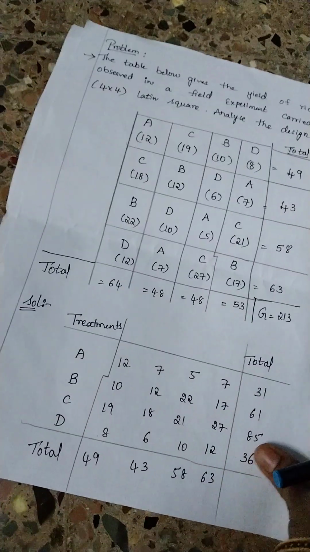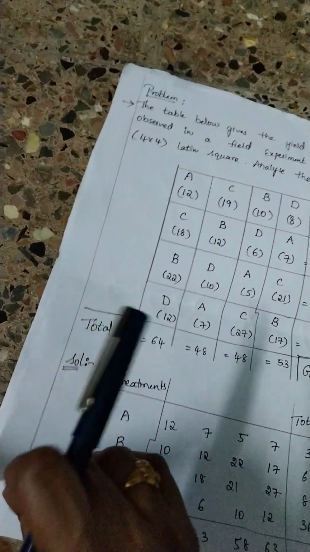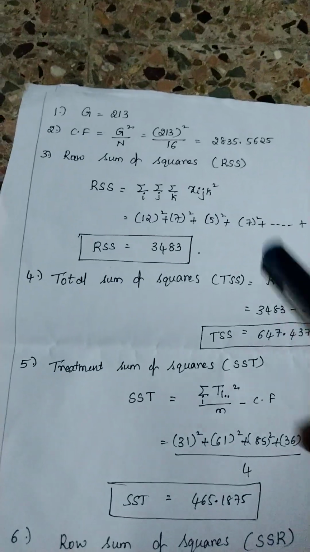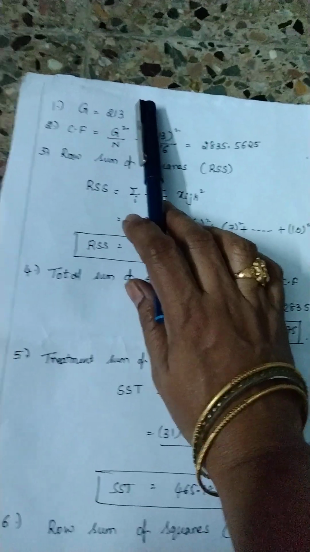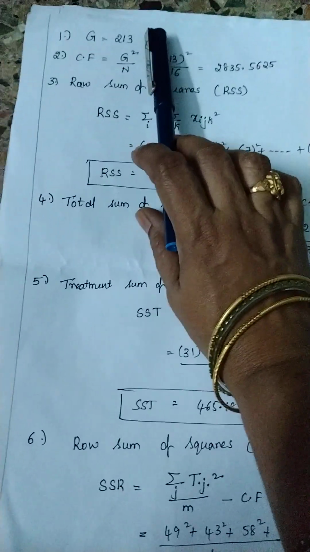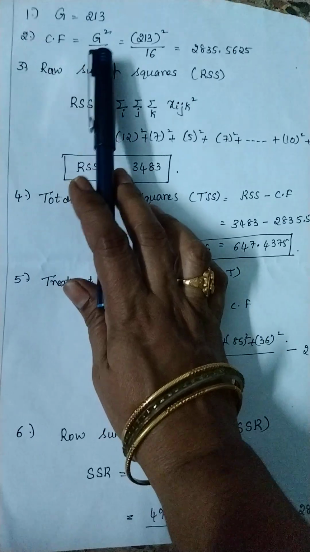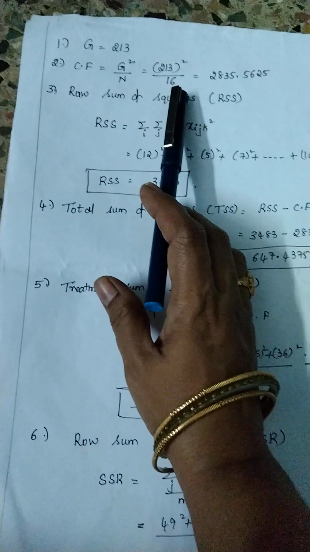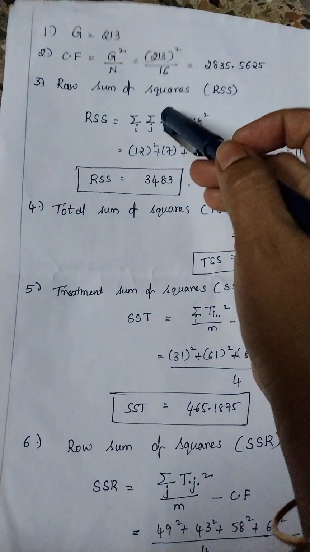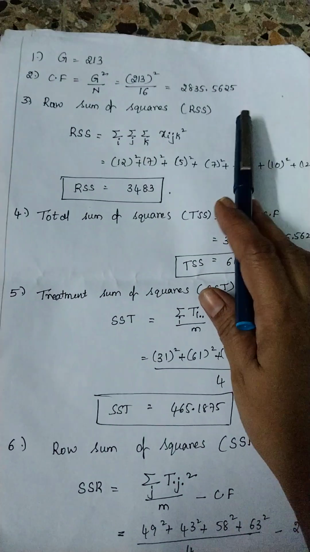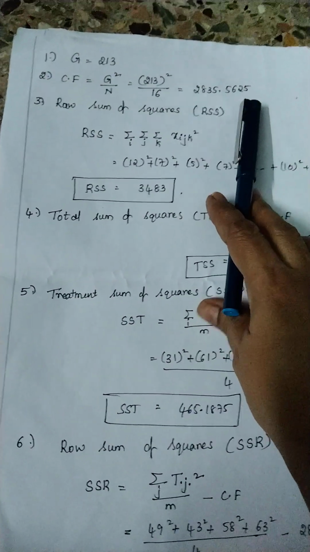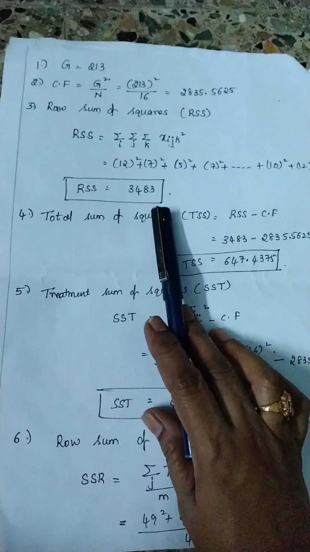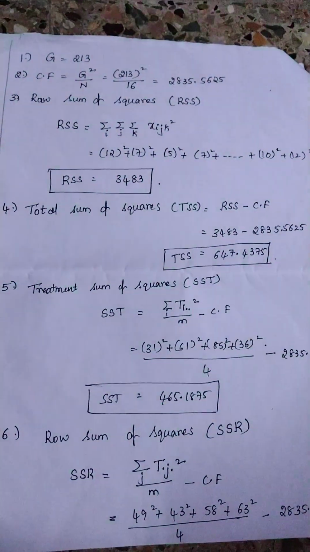Now, we are going to find the value of G. What is meant by G? Grand total, which we have already found in the previous table. What is the formula for correction factor? G square by capital N. G is 213. Capital N, I already told you, is 4 by 4, which gives 16. We use this value to find the correction factor. Next, it is the raw sum of squares. As I already told you, raw sum of squares is equal to the sum of squares.